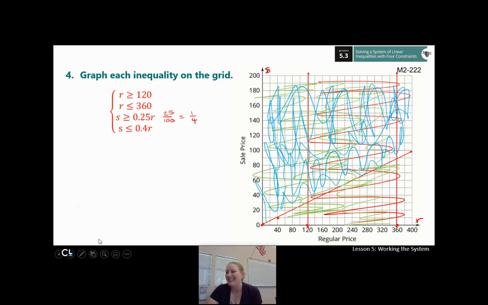And last but not least, we need to do S is less than or equal to 0.4 R. Again, there's nothing being added on the end, so again, it goes through the origin, through 0. We can think of our slope as 4 over 10, or 2/5, however you want to do it, or you can even think of it as 40 over 100. That's okay too. So if I go up 40, I need to go over 100 and make sure that our line goes through those points, which it does. Hooray. This says that S has to be less than that though, so I need to shade below. So I'm going to shade below that line.